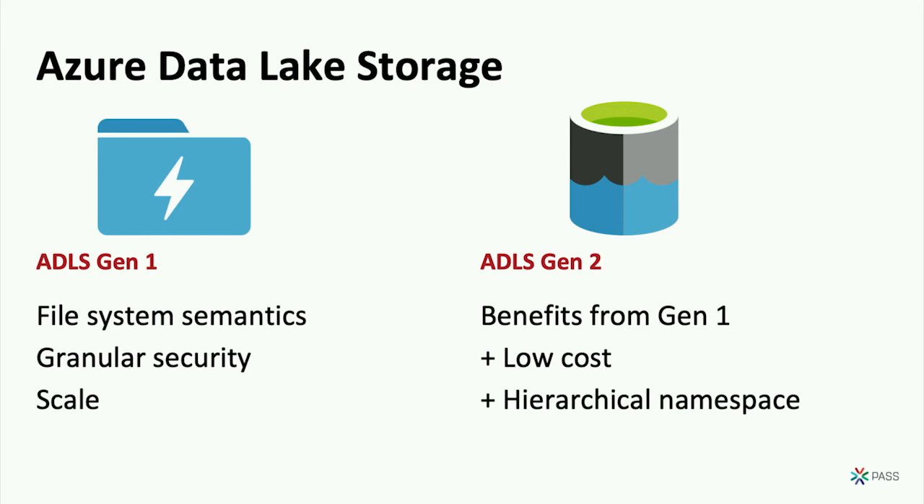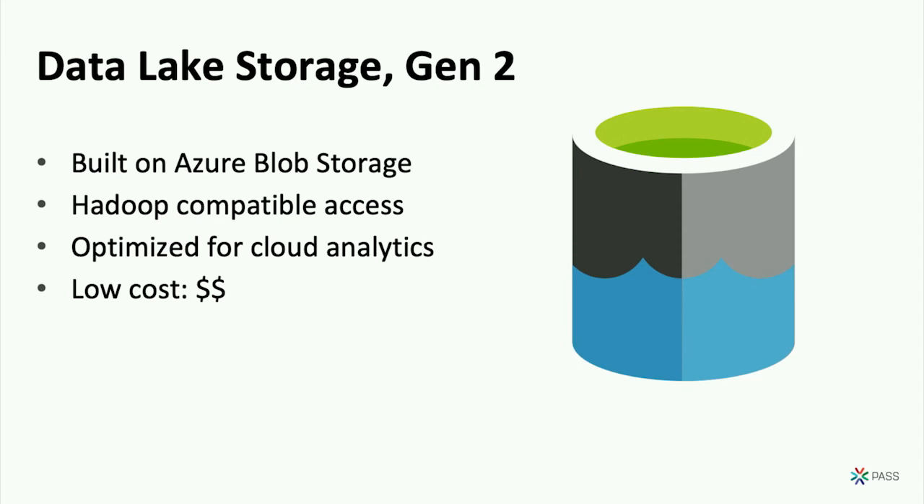So it has the benefits of Gen 1, which is more scalability than standard blob storage, more granular security than standard blob storage. I'm going to say blob storage a lot today, guys. All right, and then file system semantics, which are beneficial. It's also a lower cost than ADLS Gen 1, which is another reason to go that path. It's really comparable to blob storage for a lot of use cases, I think. And then it's a hierarchical namespace, which means instead of having, we'll get there, sorry. So it's built on top of Azure Blob Storage.